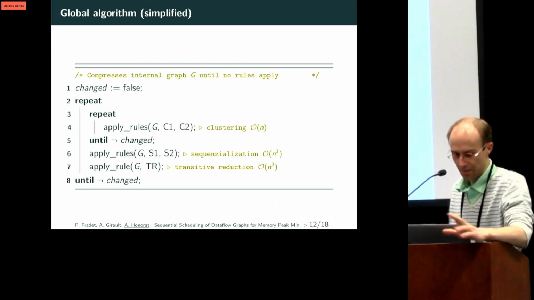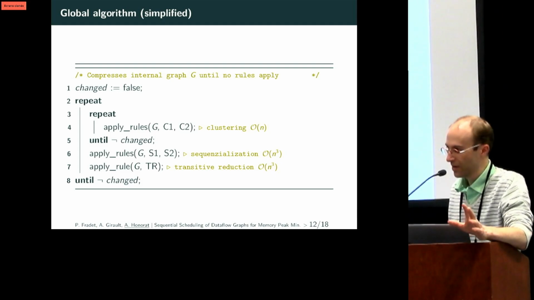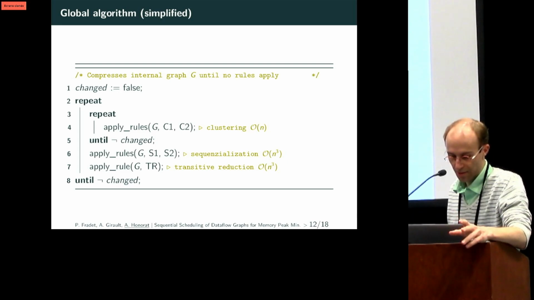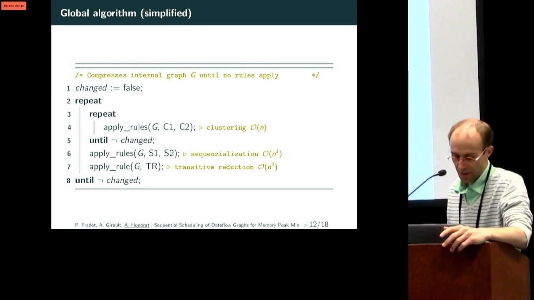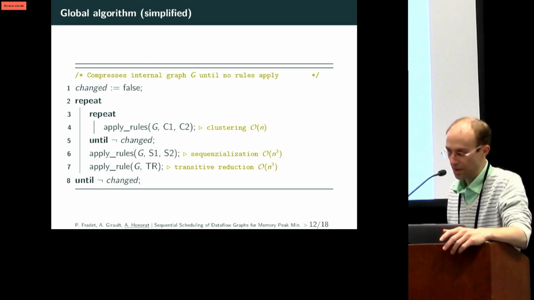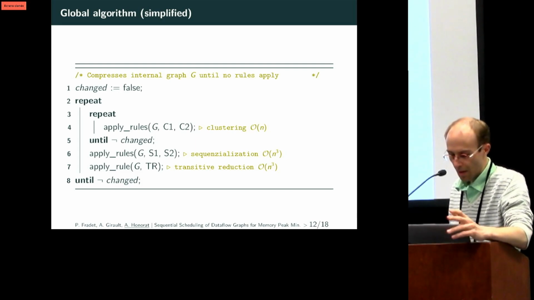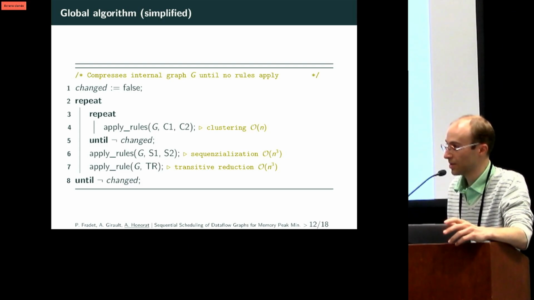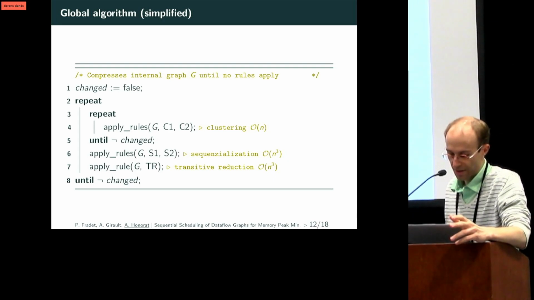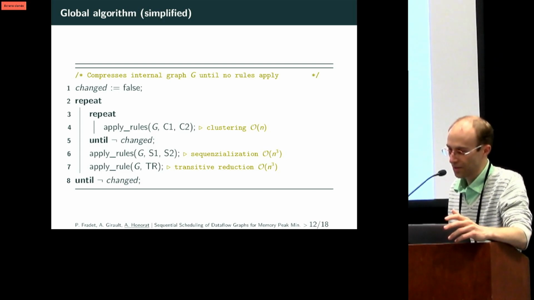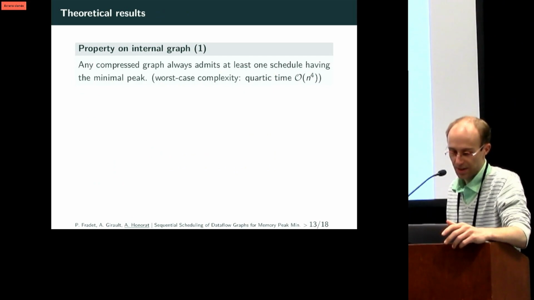So we have seen in total 5 transformations, the transitive reduction and the 2 clustering and sequentialization rules. We can combine them in a single algorithm, which will apply all the rules until none applies. We start by the clustering rule because it's the cheapest one to check. And the most expensive one is the transitive reduction, cubic time, so the complexity of the whole algorithm is quartic time.